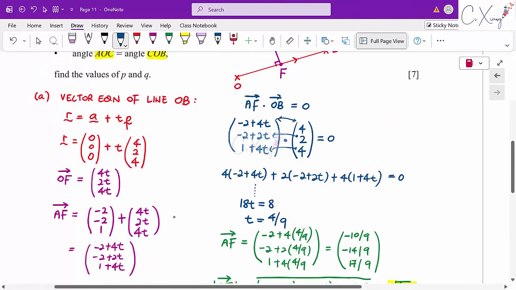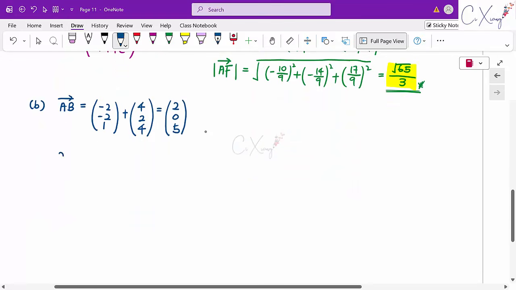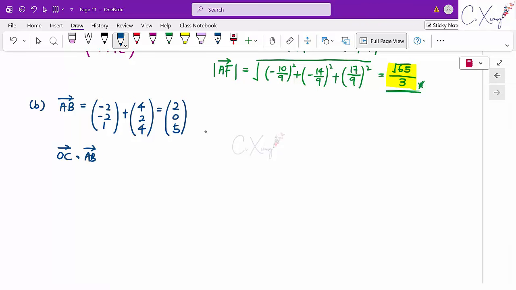Because of the information OC perpendicular to AB, therefore I know that OC dot product with AB, what do you get? If they are perpendicular to each other, you are having a 0, right? Equals to 0. What's the position vector for OC? It is 3, P and Q. What's the vector AB? It is 2, 0, 5. You let it equals to 0. So from here, if I try to simplify, 6 plus 5Q equals to 0. So you can get the value of Q very easily, which is -6 over 5.